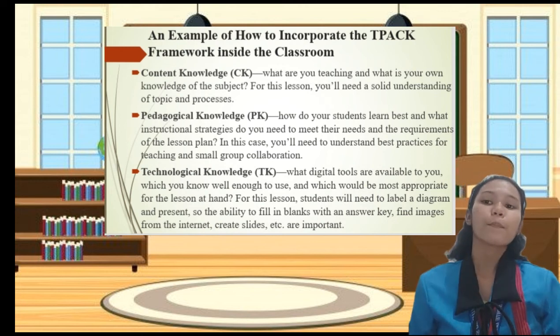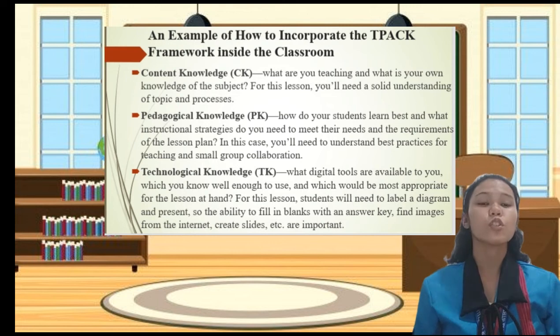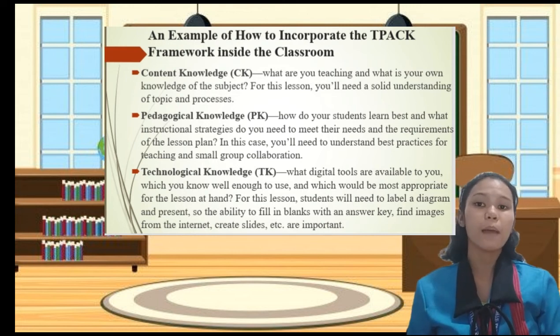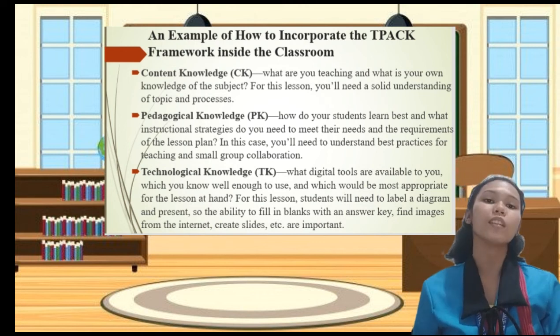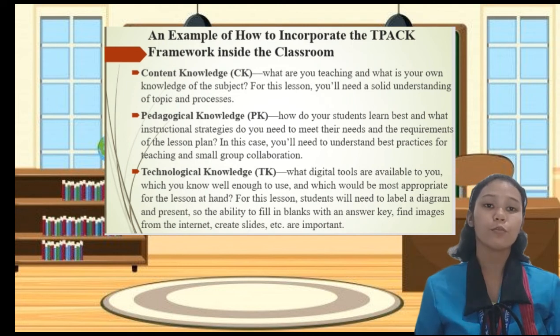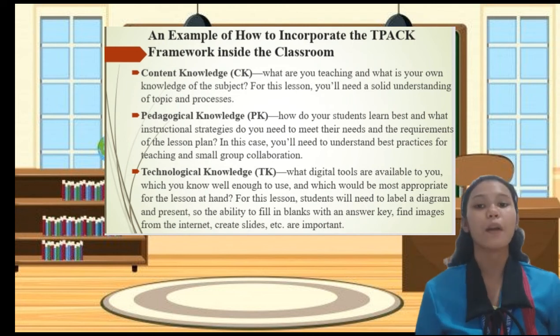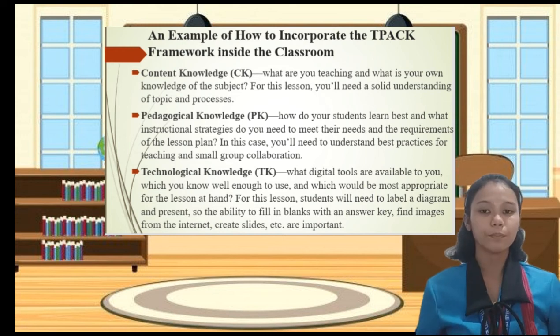So the second is the pedagogical knowledge, or the PK. So how do your students learn best, and what instructional strategies do you need to meet their needs and the requirements of the lesson plan? So in this case, you need to understand the best practices for teaching or in a small group collaboration.